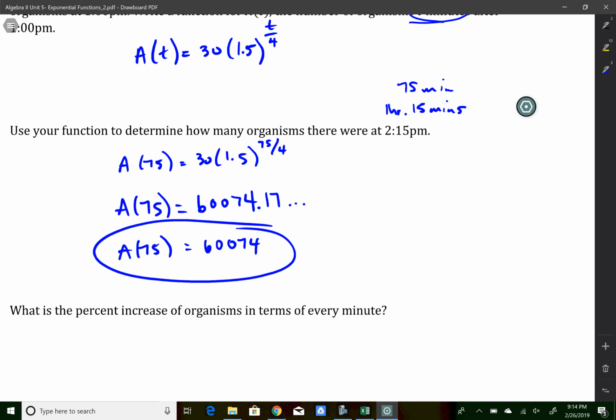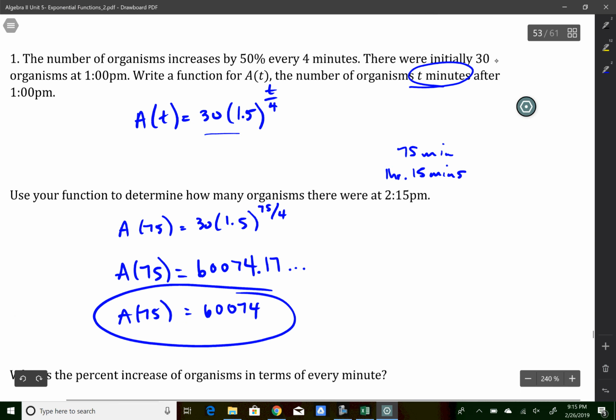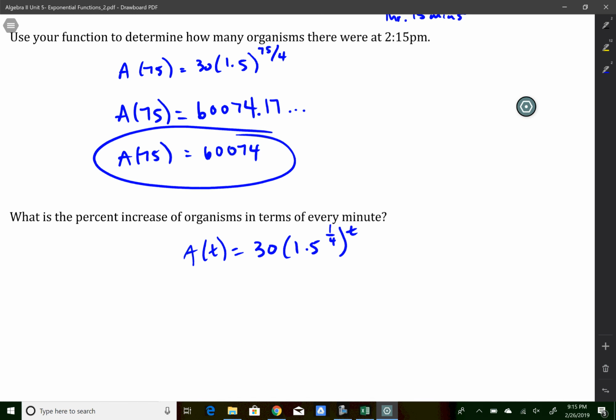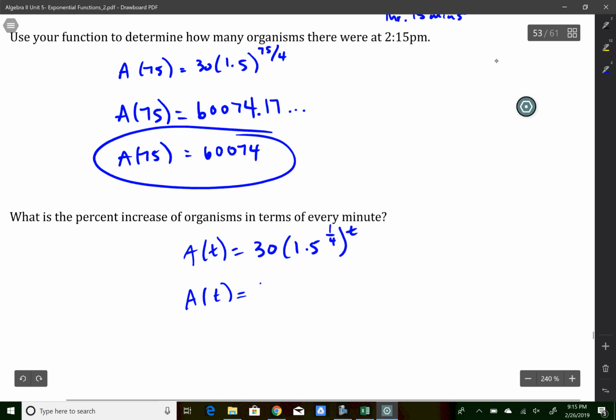Then it says, what is the percent of increase of organisms in terms of every minute? So that's asking us to rewrite this equation here, but make the exponent just t. So if I rewrite that, we have a of t is equal to 30 times 1.5 to the 1/4 exponent all to the t. So we're making it so that the equation is in terms of minutes instead of minutes over 4. So now I just got to clean that up a little bit. 1.5 to the 1/4 power becomes a decimal. Remember, these are going to be messy decimals, so just round to 4 decimal places, usually good enough.